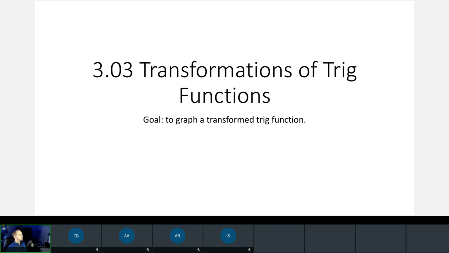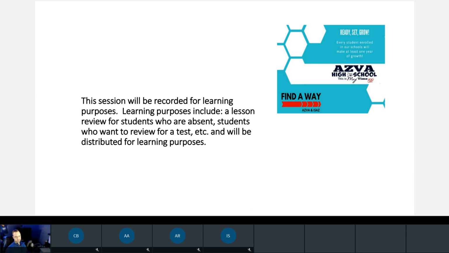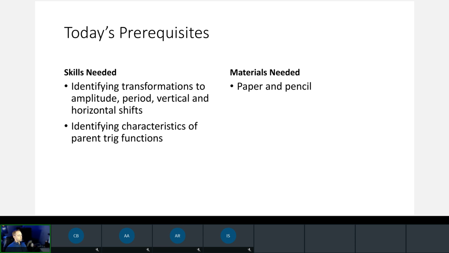All right, let's go on to today's lesson now that we spent the last 15 minutes doing that. All right, this is day 3 of 3.03 transformations of functions. So we're going to graph transformed trig functions. This is really the same thing as yesterday, so just more practice, which is a good thing, right? We're not necessarily learning more. We're just practicing what we learned yesterday. All right, paper, pencil, GeoGebra.